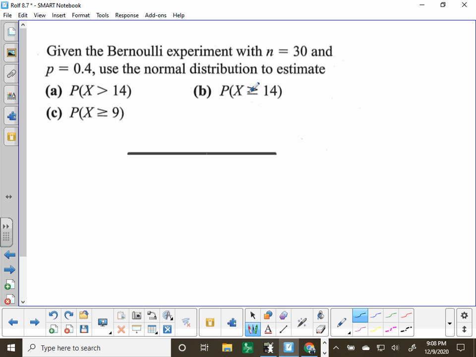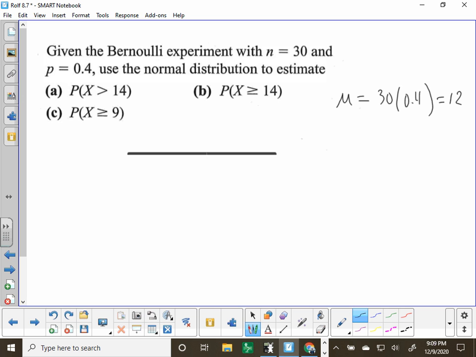Let's do B, greater than or equal to. So first of all, the expected value. The expected value is mu, not n, and it's n, which is 30, times p, which is 0.4. So that should be 12, right? 30 times 0.4 is 12. So the expected value is 12.